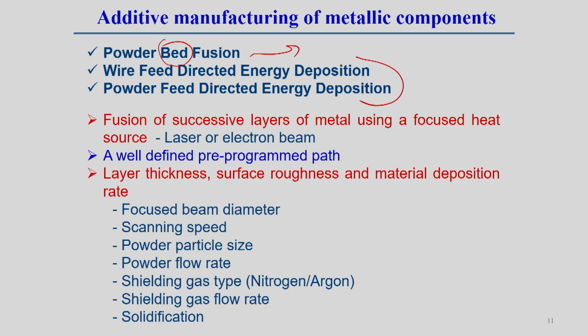So, those are all important parameters in the additive manufacturing process of metallic components, but it depends on other parameters also. The focused beam diameter, scanning speed, then powder particle size and powder flow rate, all are parameters. Shielding gas, the types of shielding gas we can use, nitrogen, argon, also have some influence, as does the shielding gas flow rate. And of course, the solidification: when depositing the next layer, we need to know whether the previous layer has been solidified or not. That kind of information is required to decide the path.